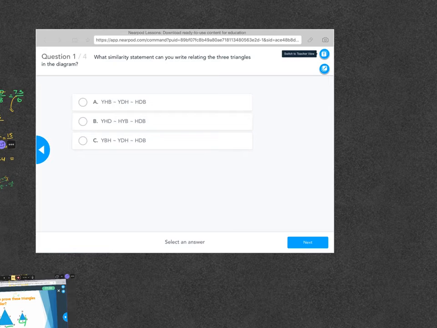So it says again to figure out what the similarity statement is. A similarity statement is what is similar to what is similar to what. So each of these are similarity statements, but you got to figure out which of the orders is right.